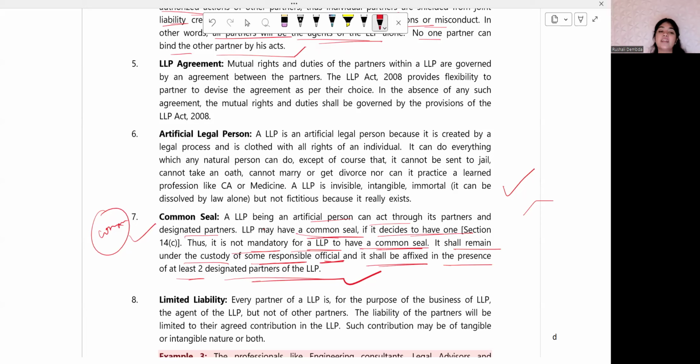Are these 7 points clear to you people? Any doubt in these first 7 points? Go through it once. If any doubt, please ask.